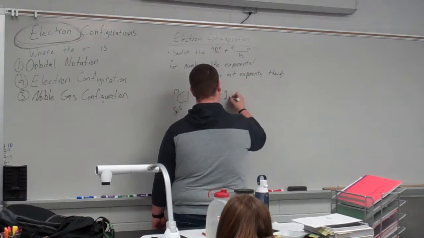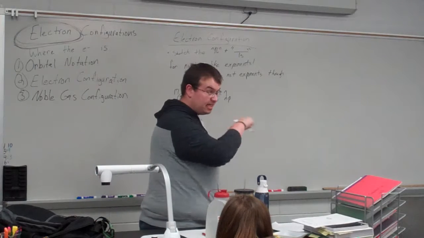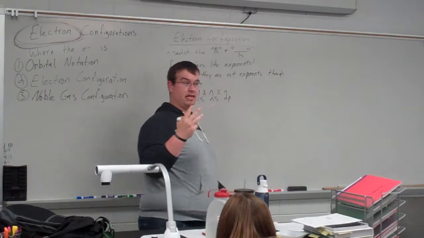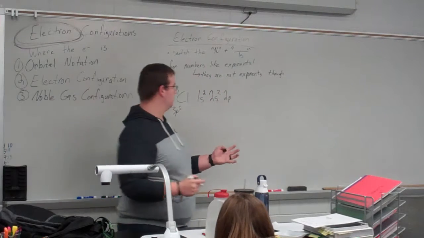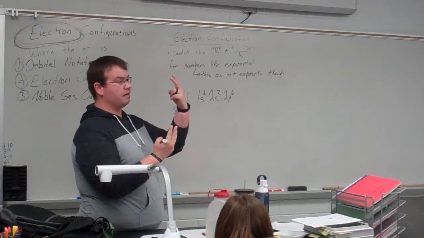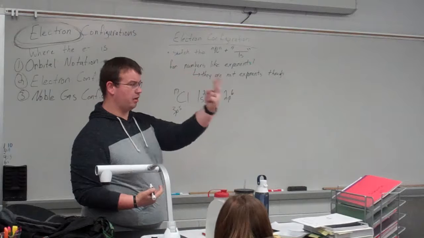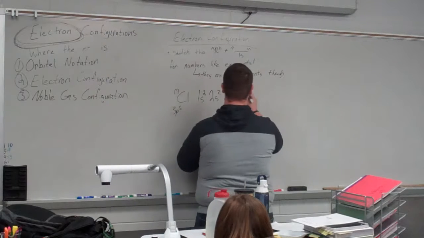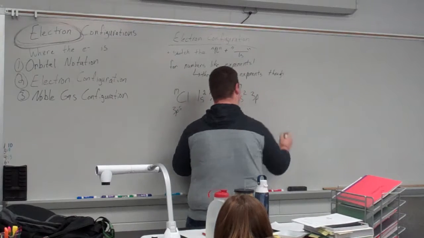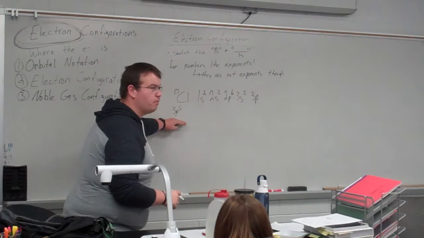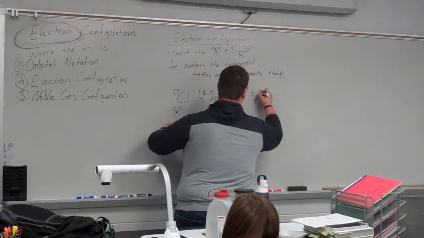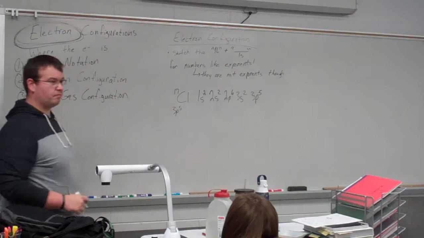Then we go 2P. How many is in P? How many electrons? Not orientations, how many electrons? 6. There's 3 orientations in there, but every one of those orientations represents an orbital that holds 2 electrons. Then after that, we go 3s2, then we go 3p, stop. That's where our stopping point is. What do we determine was the end? 5. Done.